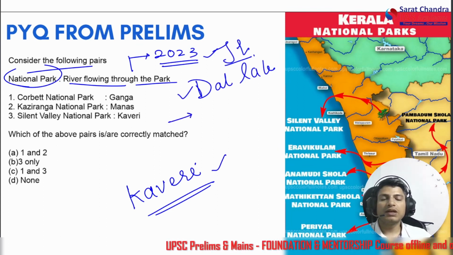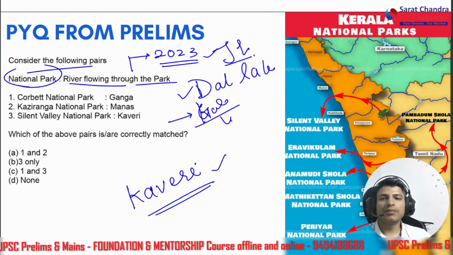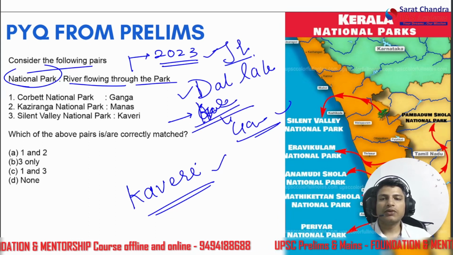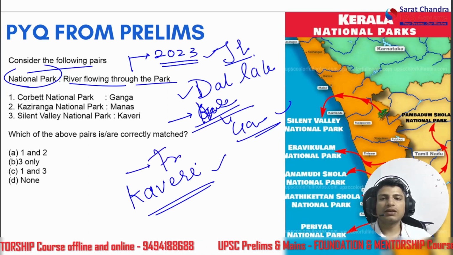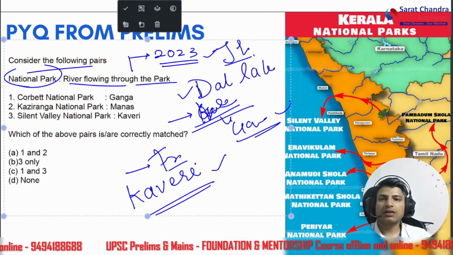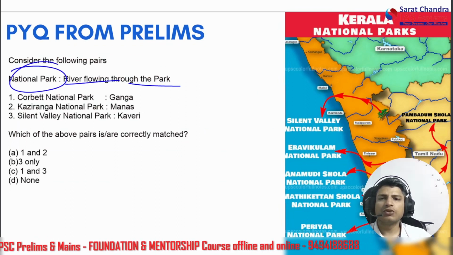In the second statement, there was some lake, Kanwar Lake, formed by the meandering of the Gandak River. And there was a third statement also about a freshwater lake. So these lakes and water bodies are very important. So this is a reiterating theme, national park and river flowing through the park.